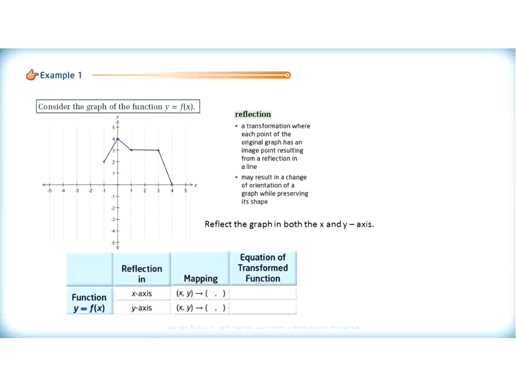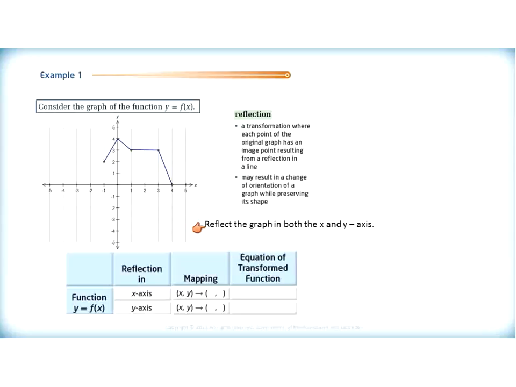Let's have a look at an example involving reflections. If we consider the graph of the function y equals f of x right here, I want to reflect the graph in both the x and y axis. Let's just have a quick look at the definition here. A transformation where each point on the original graph has an image point resulting from the reflection in a line. We've done reflections previously in some earlier grades, so this shouldn't be an issue here. I want to simply take the graph and reflect it in both the x and y axis.